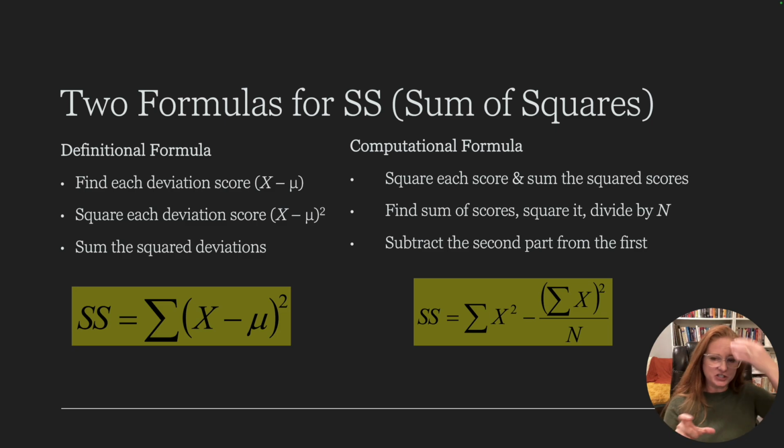Okay, how we actually do it is the computational formula. So sum of x squared minus sum of x, squared, divided by n, capital N. I have a whole series of videos on how to actually run these numbers. Or linguistically, it sounds like this. You're going to square each score and then sum up the squared scores. Then you're going to find the sum of scores, square it, and then divide by n, capital N. And then subtract the second part from the first.